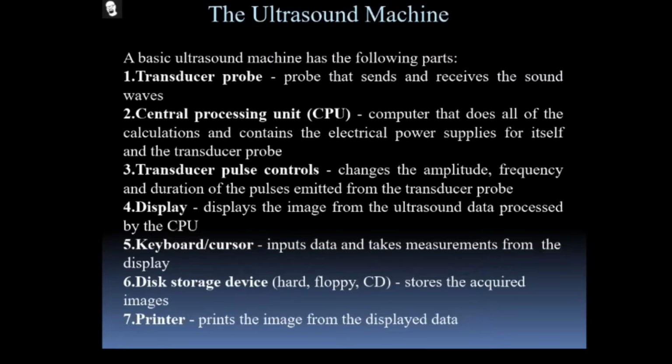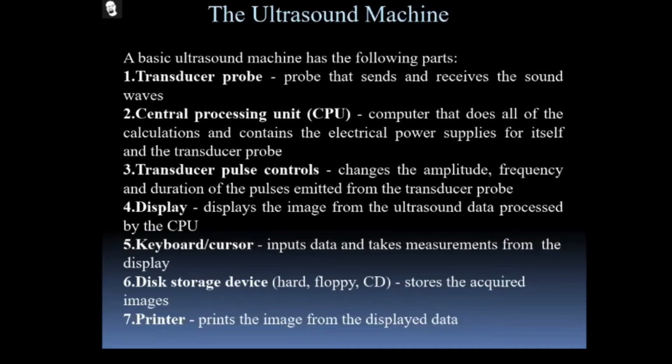And then the central processing unit, that is called the CPU. The function of the CPU is the same as a normal personal computer or laptop; this ultrasound machine has the same function. That CPU computer does all of the calculations and combines the electrical power supplies for itself and the transducer probe. It can supply electrical power to the other components. At the same time, it has a storage capacity.